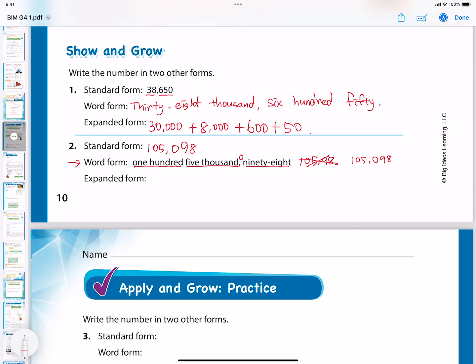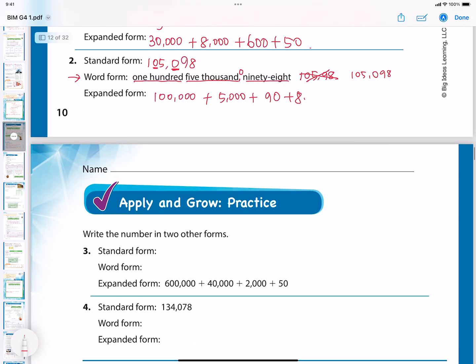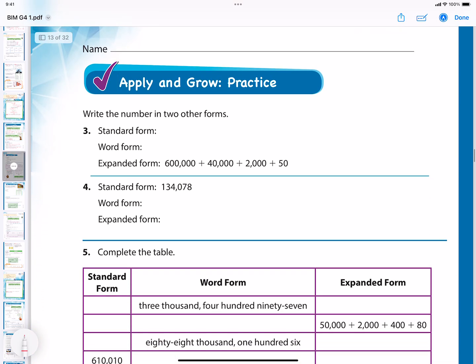Okay, expanded form, 100,000 plus 5,000 plus 90 plus 8. Remember there is no 10,000 place, nothing, and no hundreds place. Remember. All right, so now apply and grow, practice.